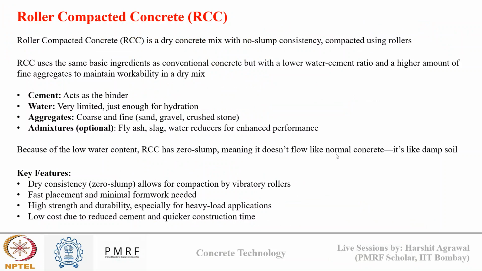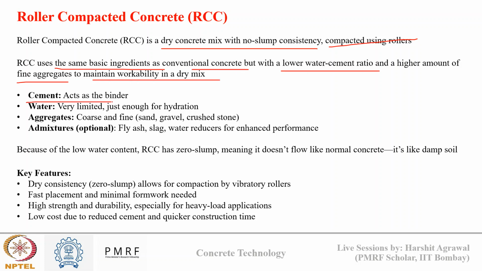Okay. Now after FRC, we have roller compacted concrete. So what is roller compacted concrete? It is a very dry concrete mix with zero slump consistency, which can be compacted using a roller. It uses the same basic ingredients as conventional concrete, but it has a very low water to cementitious ratio and a high amount of fine aggregate to maintain workability in a dry mix.